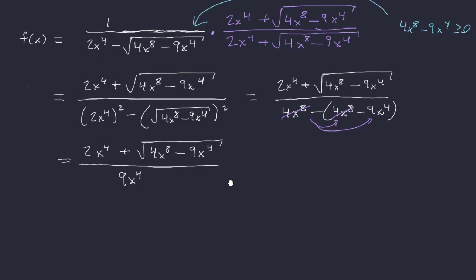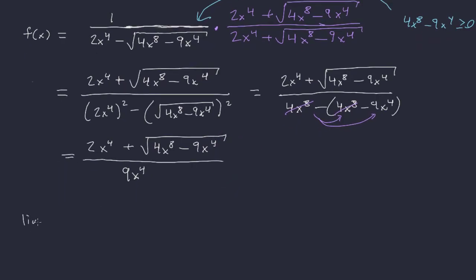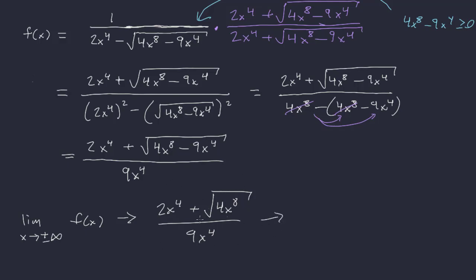And that should probably be good enough for right now, because now if I want to do the limit as x goes to plus or minus infinity of f of x, now I can start looking at the leading terms. Right? The leading terms will be 2x to the 4th plus just the square root of 4x to the 8th all over 9x to the 4th. Okay? And this will become 2x to the 4th. Note, I don't have to put an absolute value because we're ending up with an even power.